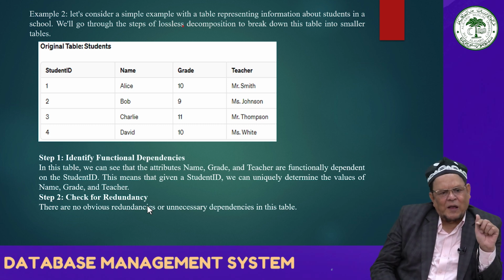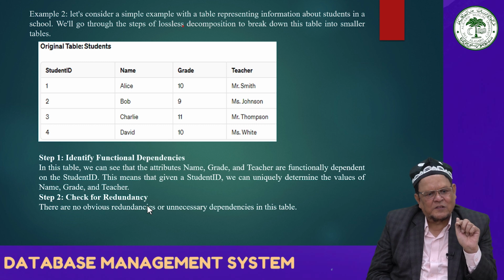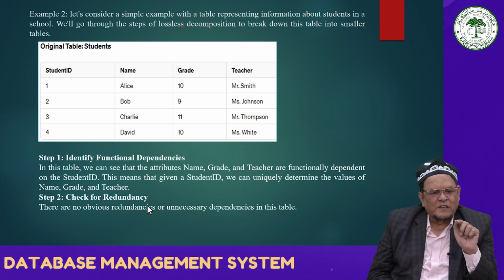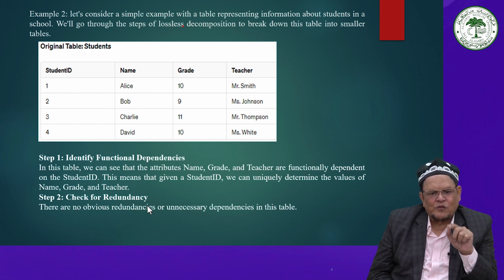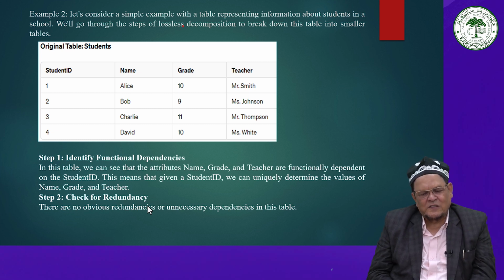In the first step, as I explained, identify the functional dependencies. In this table, we can see that the attributes name, grade, and teachers are functionally dependent on the student ID. This means that for a given student, we can uniquely determine the value of name, grade, and teachers. Second step, check the redundancy. There are no obvious redundancies or unnecessary dependencies in the table.